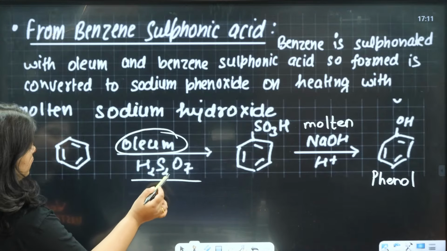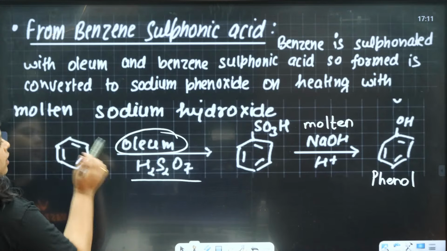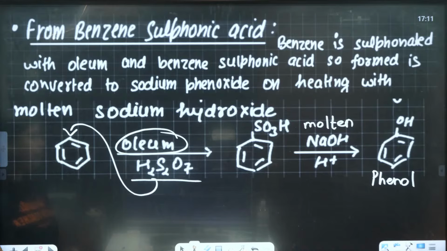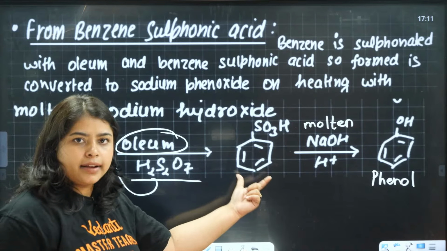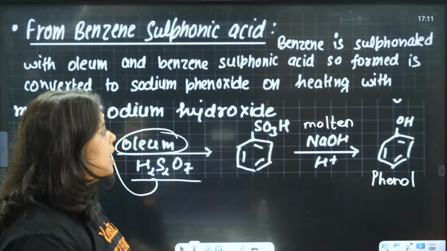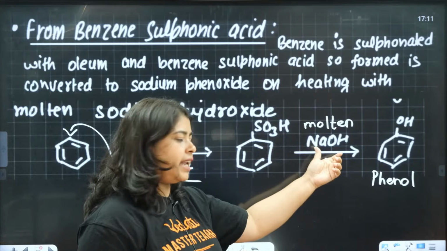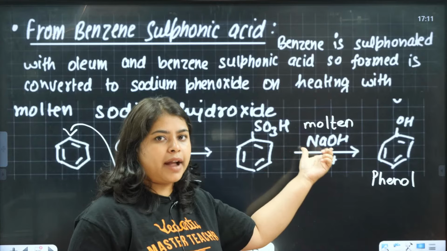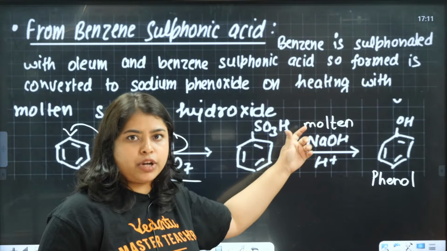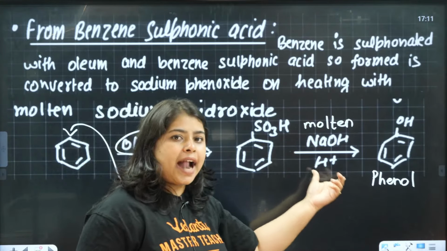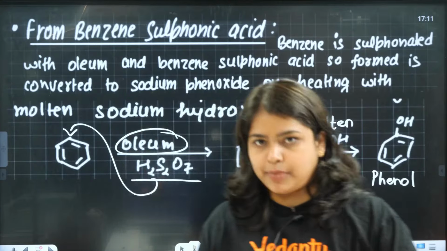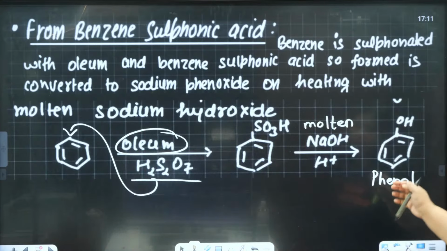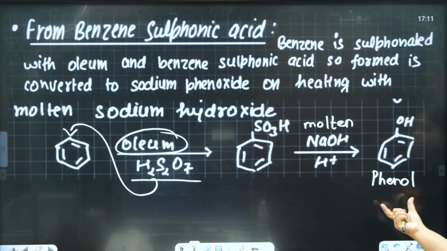This SO3 which is there will go and attack at this position. Then SO3H is formed. Clear? SO3H is formed. Done. Now in the presence of molten NaOH, that is sodium hydroxide, we have taken molten sodium hydroxide, by adding up the hydrogen, we are going to get a phenol. Okay, phenol is formed.